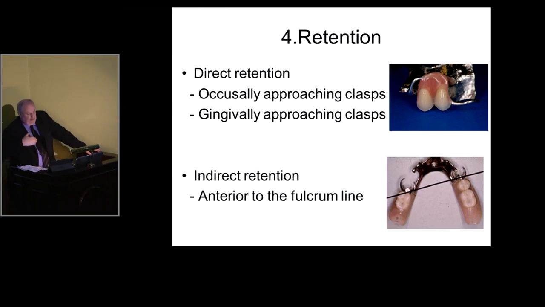So gingivally approaching clasps have more retentive capacity. Indirect retention, anterior to the fulcrum line on a partial denture, say in a Kennedy 1 or 2, everything that is anterior to that at a right angle offers indirect retention. So resistance to displacement away from the tissues, that's indirect retention when the saddle comes up.